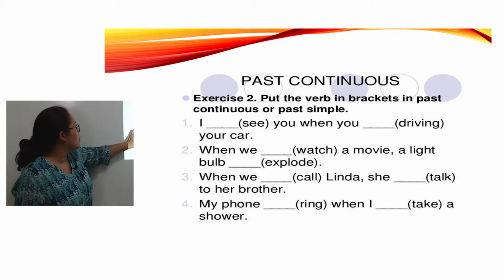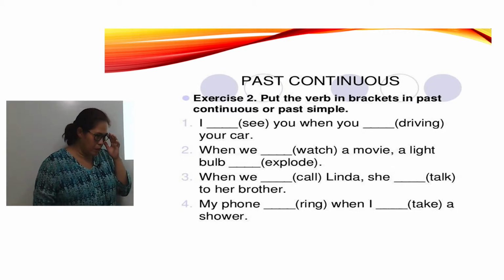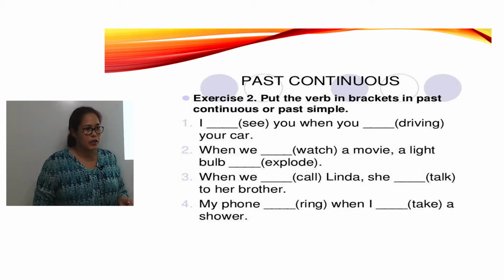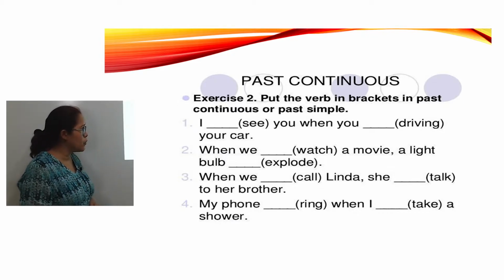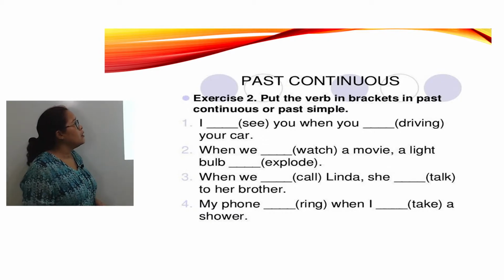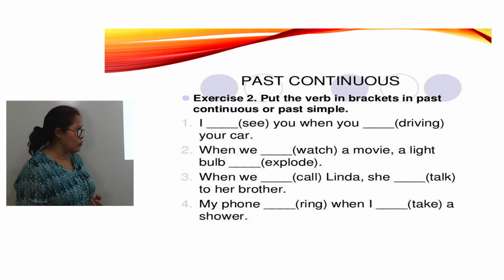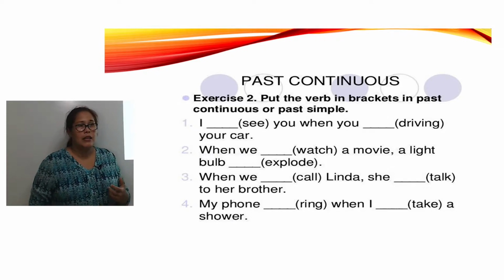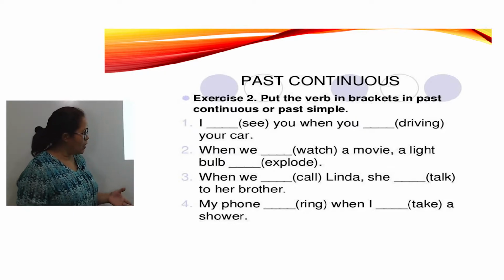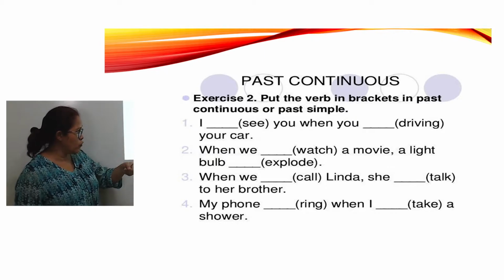What we have here, it's just an example, or actually an exercise. It's a short exercise. In this case, we have to put the verb in brackets, these are the brackets, or parentheses, in past continuous or past simple. In the first one, we have the verb see, and then the other verb is driving your car. Significa que ahí hay dos acciones. And it says, I see you when you drive in your car.